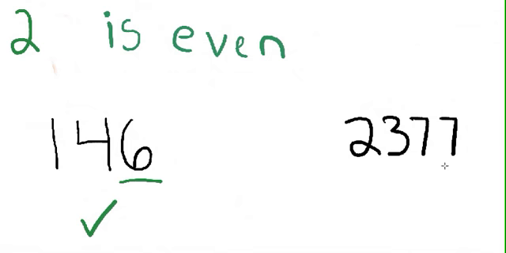Over here is an example, 2,377. Only look at the last digit. The last digit is 7, which is odd. That makes the entire number odd, and 2 will not go into 2,377.